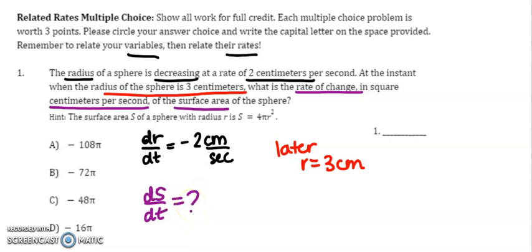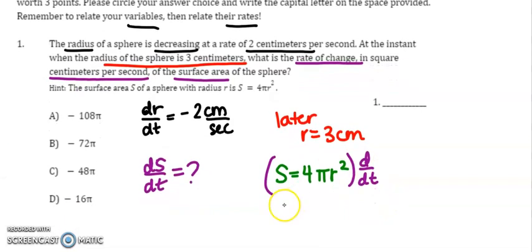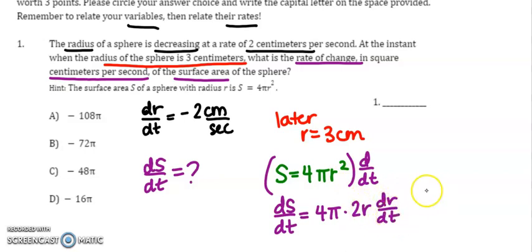We gave you the reminder that the surface area of a sphere with radius r is s equals 4 pi r squared. So there's the relationship between my variables. Now I need to take the derivative with respect to time. The derivative of s with respect to time is notated ds/dt. 4 pi is just a constant, it will just stay in front. The derivative of r squared is 2r with respect to time, so dr/dt. Putting this all together, I get ds/dt is equal to 8 pi r dr/dt.